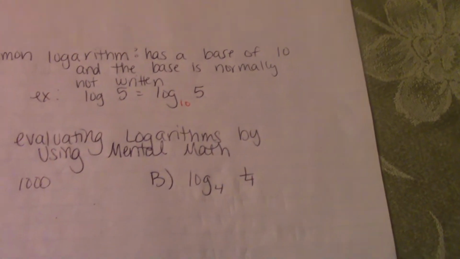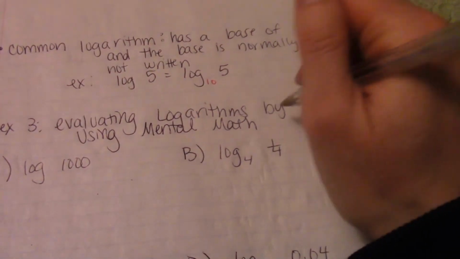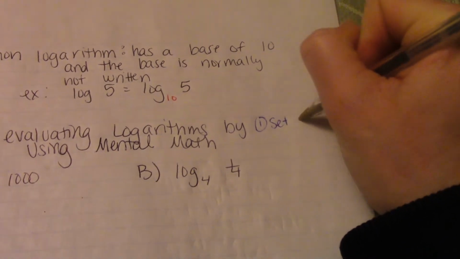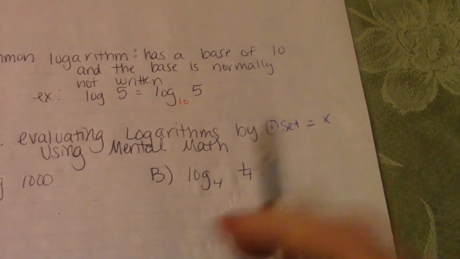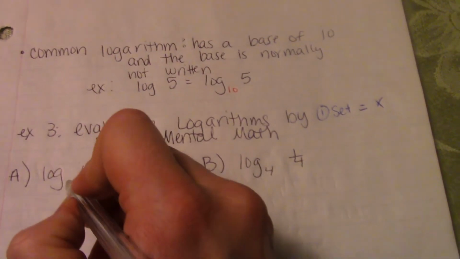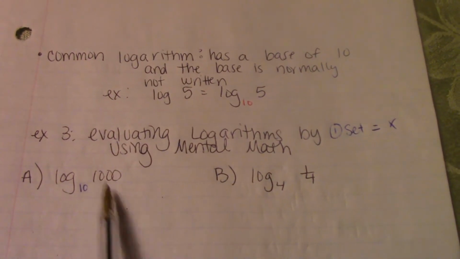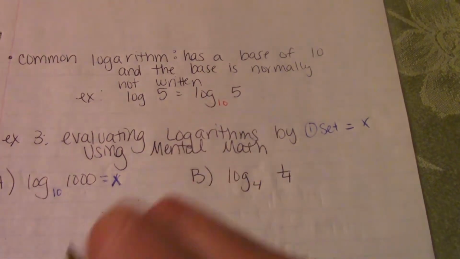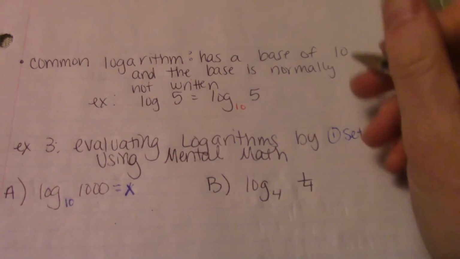Okay, first step. Set equal to x. So see how these have a log. Remember that base in this case is 10, of 1,000 equals x. We need to put that equals x. That's the first thing we're going to do.